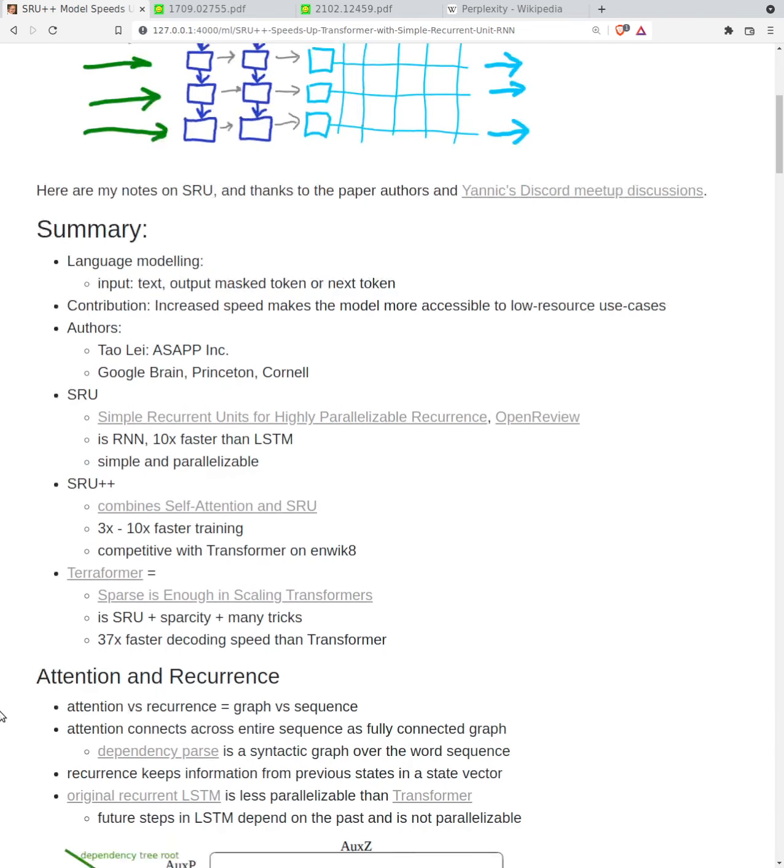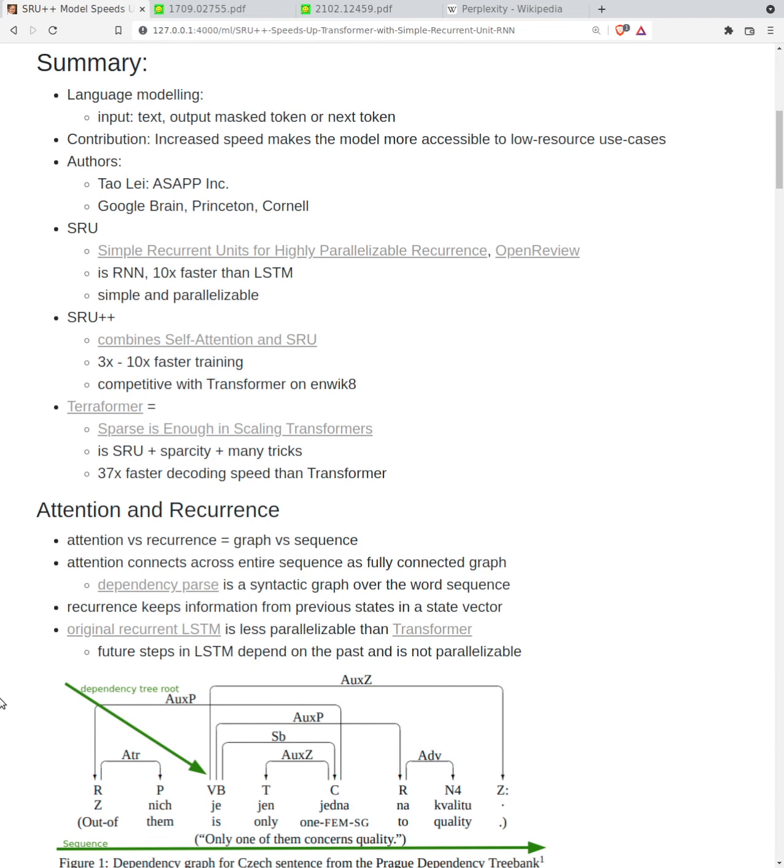So consider that. The summary of this paper is that it's about language modeling. So you input text, and you predict the next token, for example the next character in the text. The contribution of the paper is that you can increase speed so much with these recurrent networks and using less of the attention that it starts to become imaginable to train your own models from scratch with quite good performance.